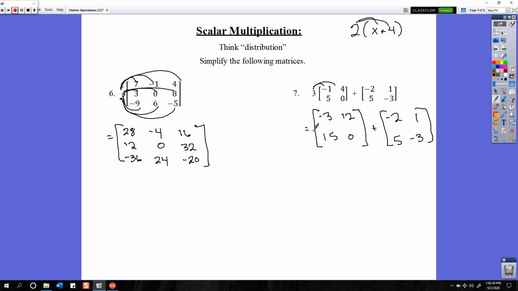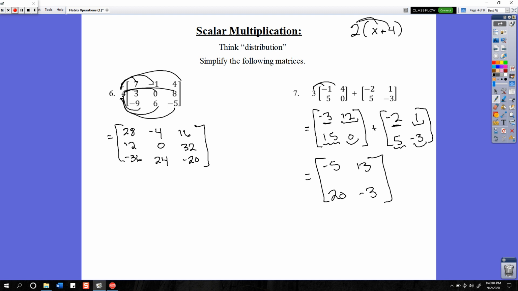Okay. Now I'm going to add them. So remember, I'm going to add the elements that are located in the same position. So first element plus first element. Negative 3 plus negative 2 is negative 5. 12 plus 1 is 13. 15 plus 5 gives me 20. And 0 plus negative 3 gives me negative 3.